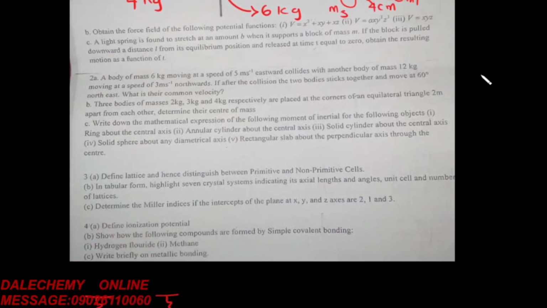So let's say this is the mass m and this is the natural position, but after you put your mass m, it is stretched by b. So this length a is b. So let's look at that. If the block is pulled down a distance L from its equilibrium position and released at time t equals 0, obtain the resulting motion as a function of time. So they stretch it even further downward by a distance L.